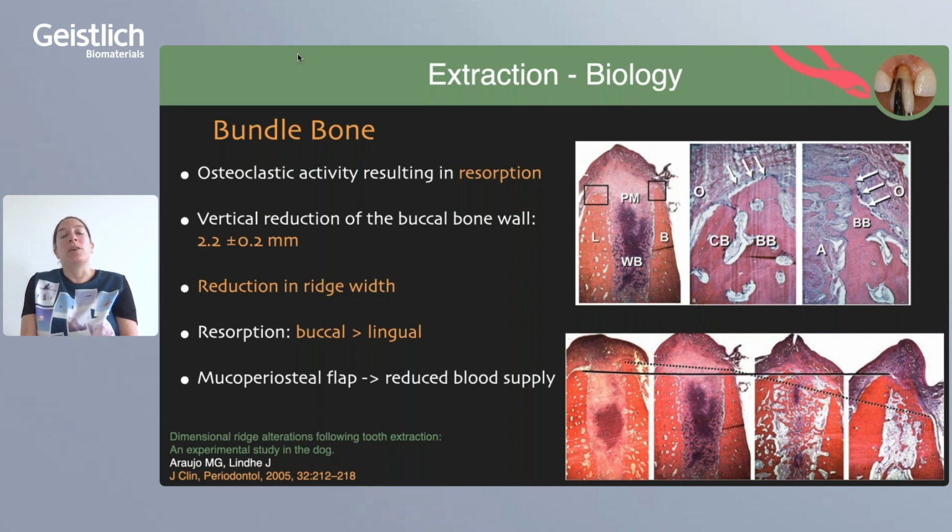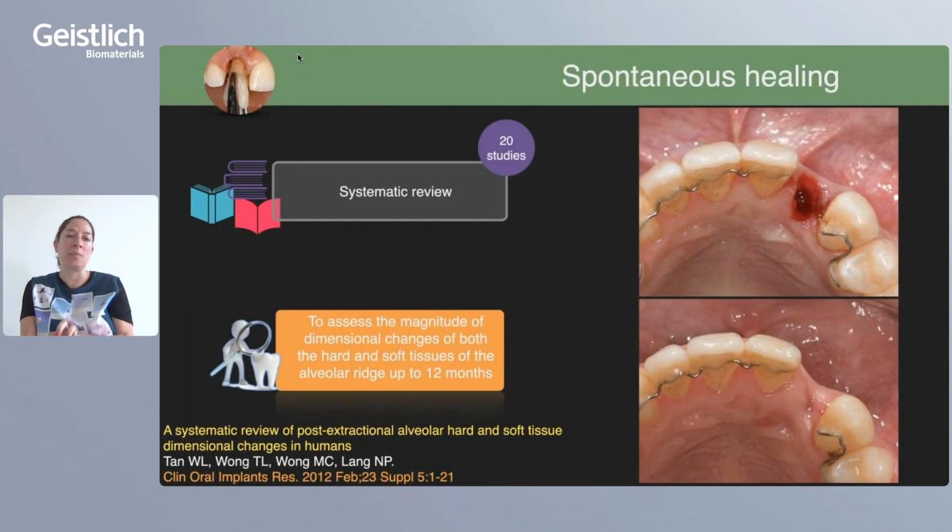Another thing, when I talk about atraumatic extraction, is that it's not only the extraction of the tooth, but also the handling of the soft tissues. We always aim at not doing a mucoperiosteal flap. So we aim at a flapless extraction of a tooth. Because when we have to do a flap, when we have to relieve a flap, then we will have reduced blood supply, which will also have a detrimental effect on the underlying hard tissues. So this is really important to keep in mind.